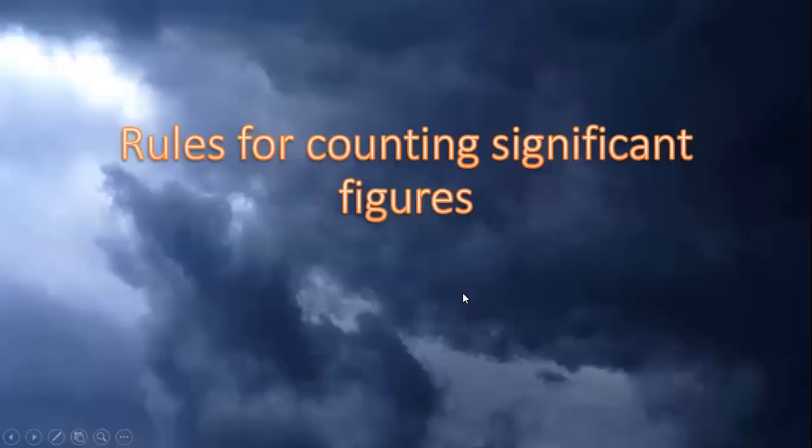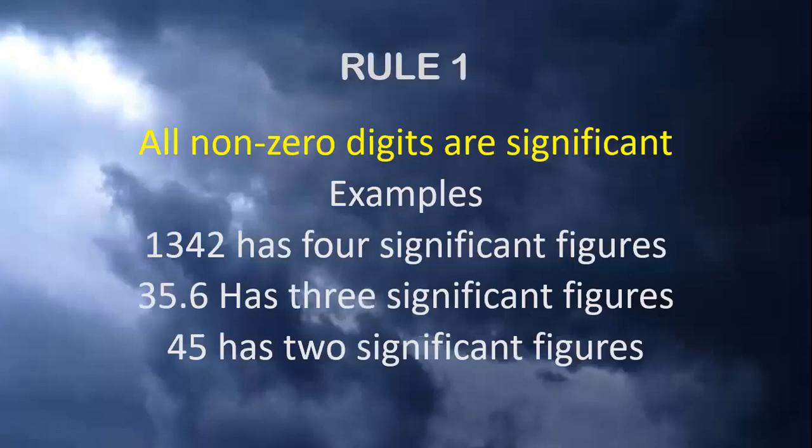Now there are some rules for writing significant figures. Rule 1: all non-zero digits are significant. For example, 1342 has four significant figures, 35.6 has three, and 45 has two. So all the non-zero digits are significant.